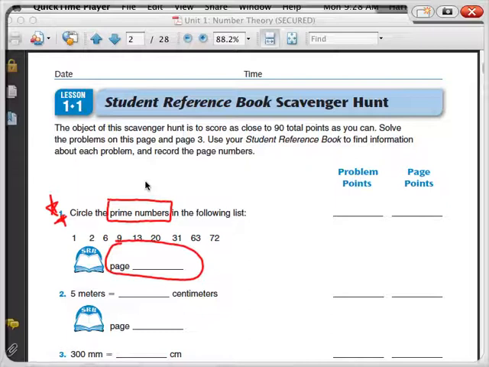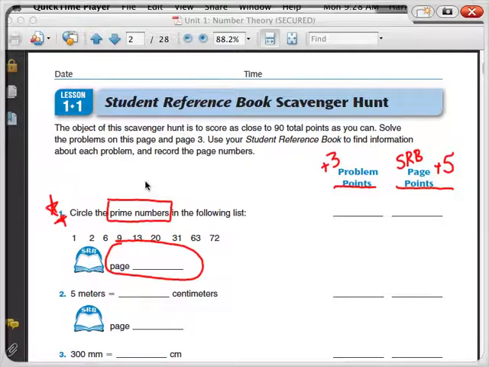The cool thing about this scavenger hunt is that getting the right answers is not the most important part. You'll see over here when we score, and I don't want you to get worried because this is all just for fun and exploration of the student reference book. But when we score this, you'll get points for having the right answer to the problem, but you'll only get 3 points for having the right answer to a problem. For having the right page in the student reference book, however, you will get 5 points.